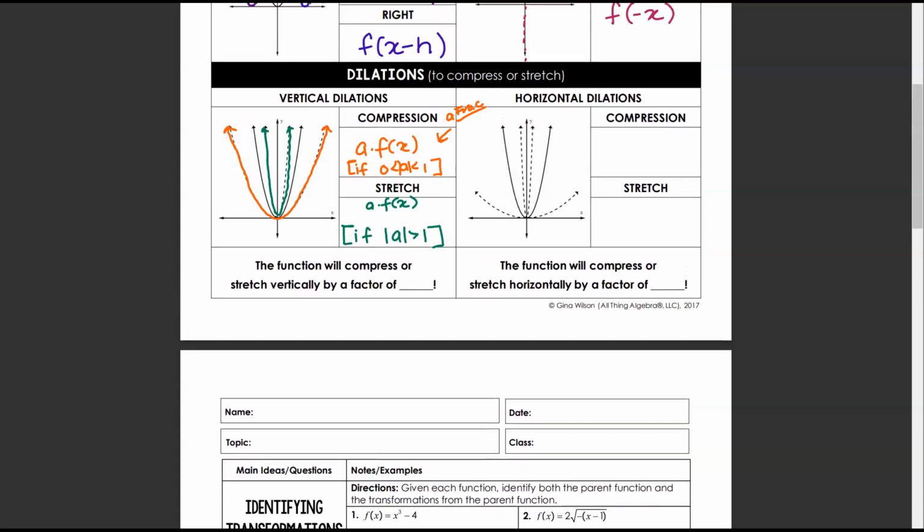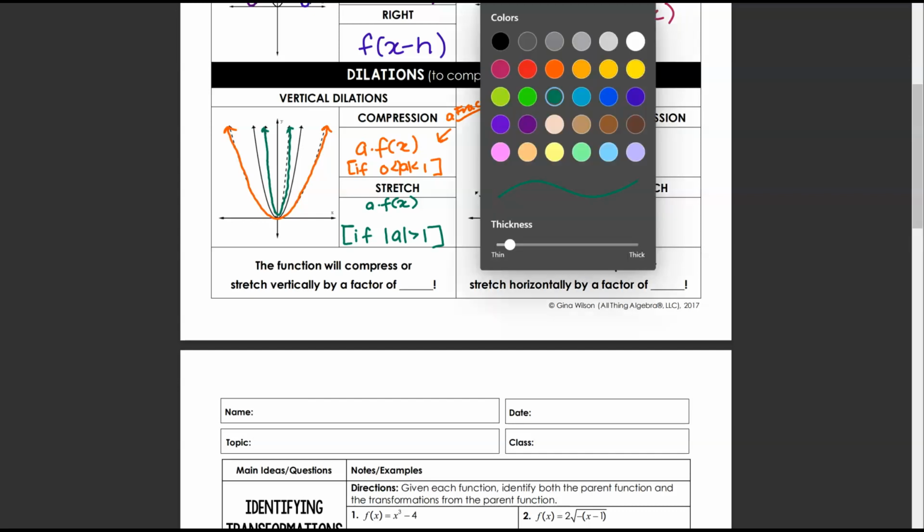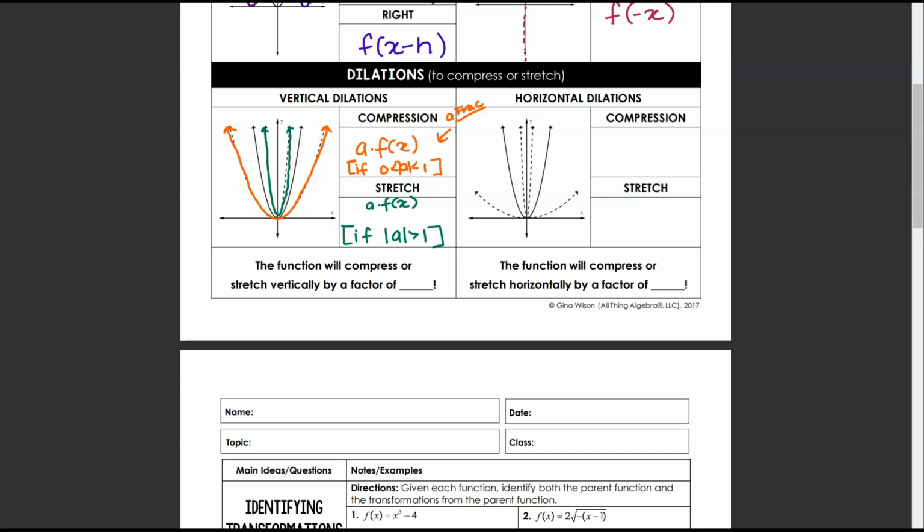So now we're looking at horizontal dilations. So horizontal dilations take place within the function again. So this is going to be, for instance, f of b of x. And this is if b, the absolute value of b is greater than 1. Okay. Actually, I forgot to mention over here.